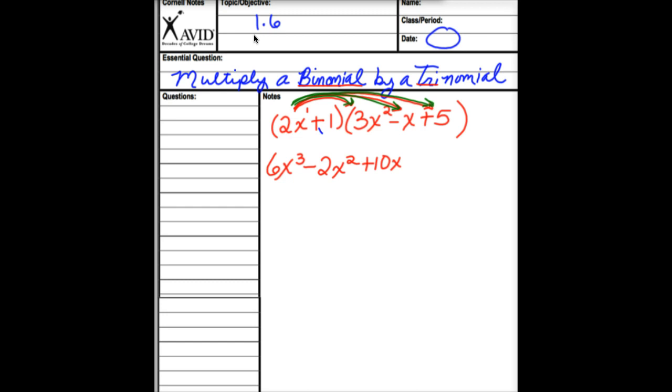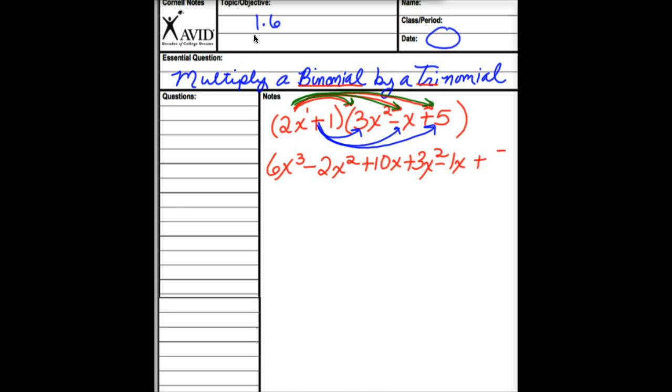Now I'm going to do the same thing with this positive 1. I'm going to do 1 times 3x squared, which gives me 3x squared, and it'll be positive. When I'm done with that, I'm going to do 1 times a minus x, which gives me a minus 1x. Don't need the 1, but I'm going to put it there. And then on my last hop, I'm just going to do positive 1 times positive 5. I'm not adding them, I'm multiplying, and I'll get a plus 5.